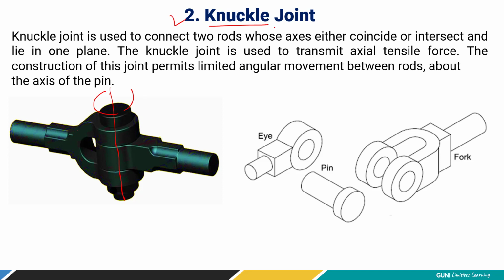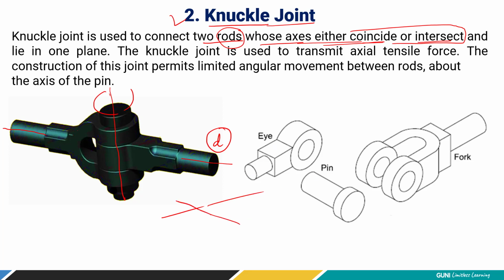अब ये जॉइंट है, सो यहाँ पे we are going to simply join two rods having diameter d. Okay. Now where is it used? Knuckle joint is used to connect two rods whose axes either coincide or intersect. ये important है. You have to remember this. Coincide मतलब एक ही लाइन में, ठीक है? और intersect कर रही है, तो यहाँ पे intersect कर रही है.